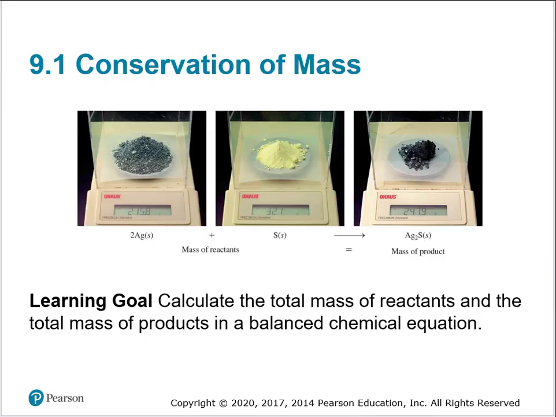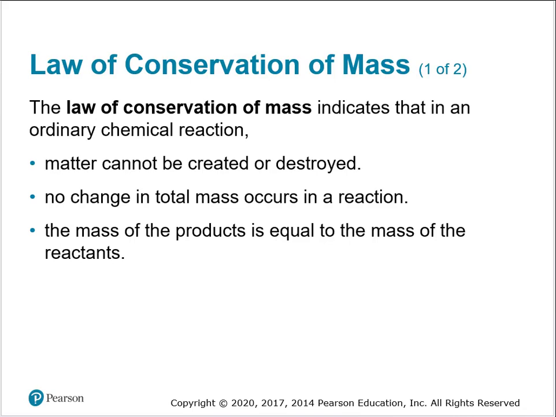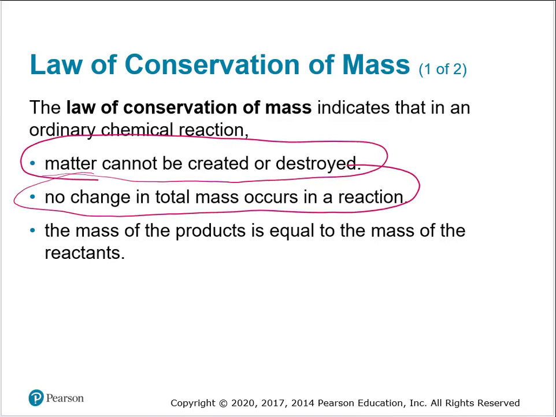Section 1 is looking at the conservation of mass. You'll be able to calculate the total mass of reactants and the total mass of products in a balanced chemical equation. The law of conservation of mass indicates that in an ordinary chemical reaction, matter cannot be created or destroyed. There is no change in total mass that occurs in a reaction, and the mass of the products is going to be equal to the mass of the reactants.